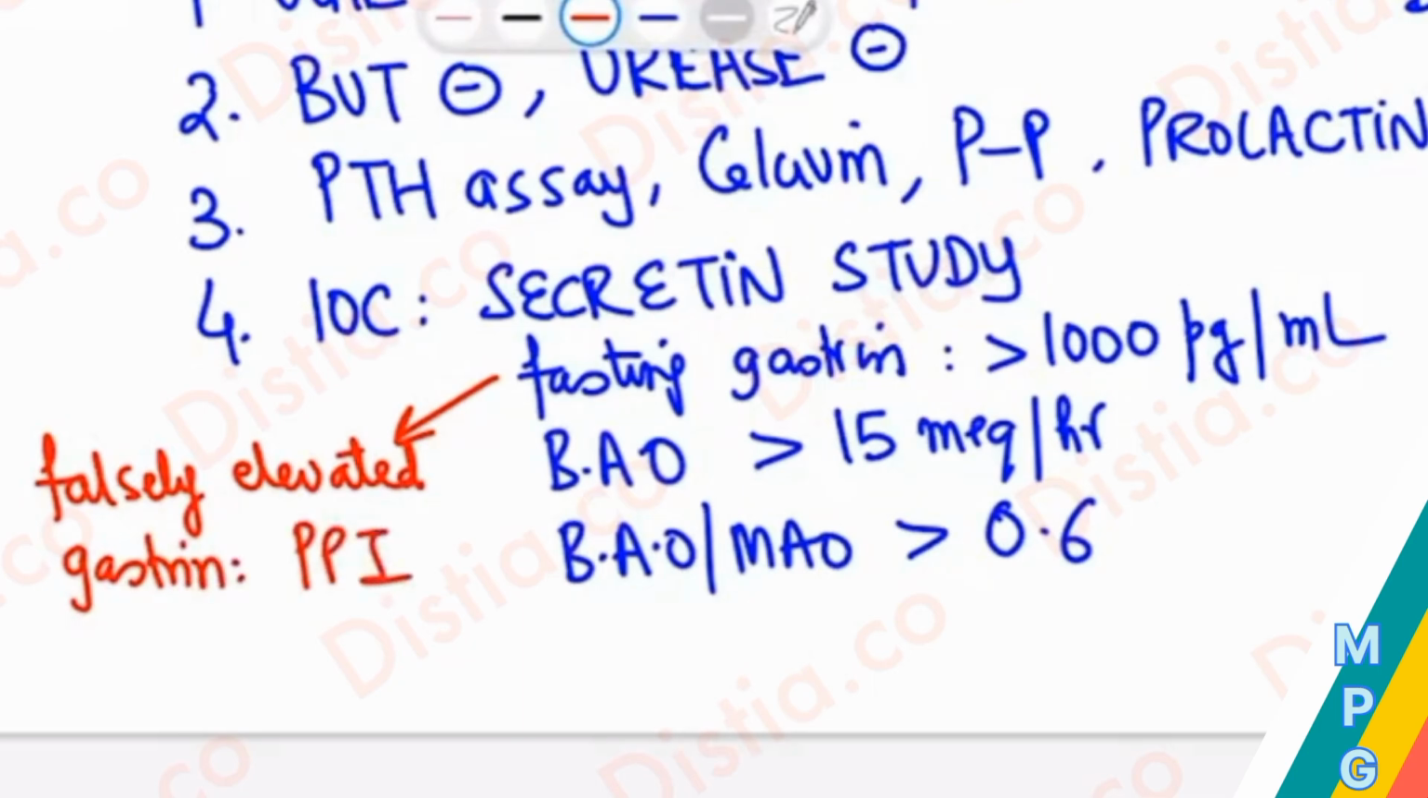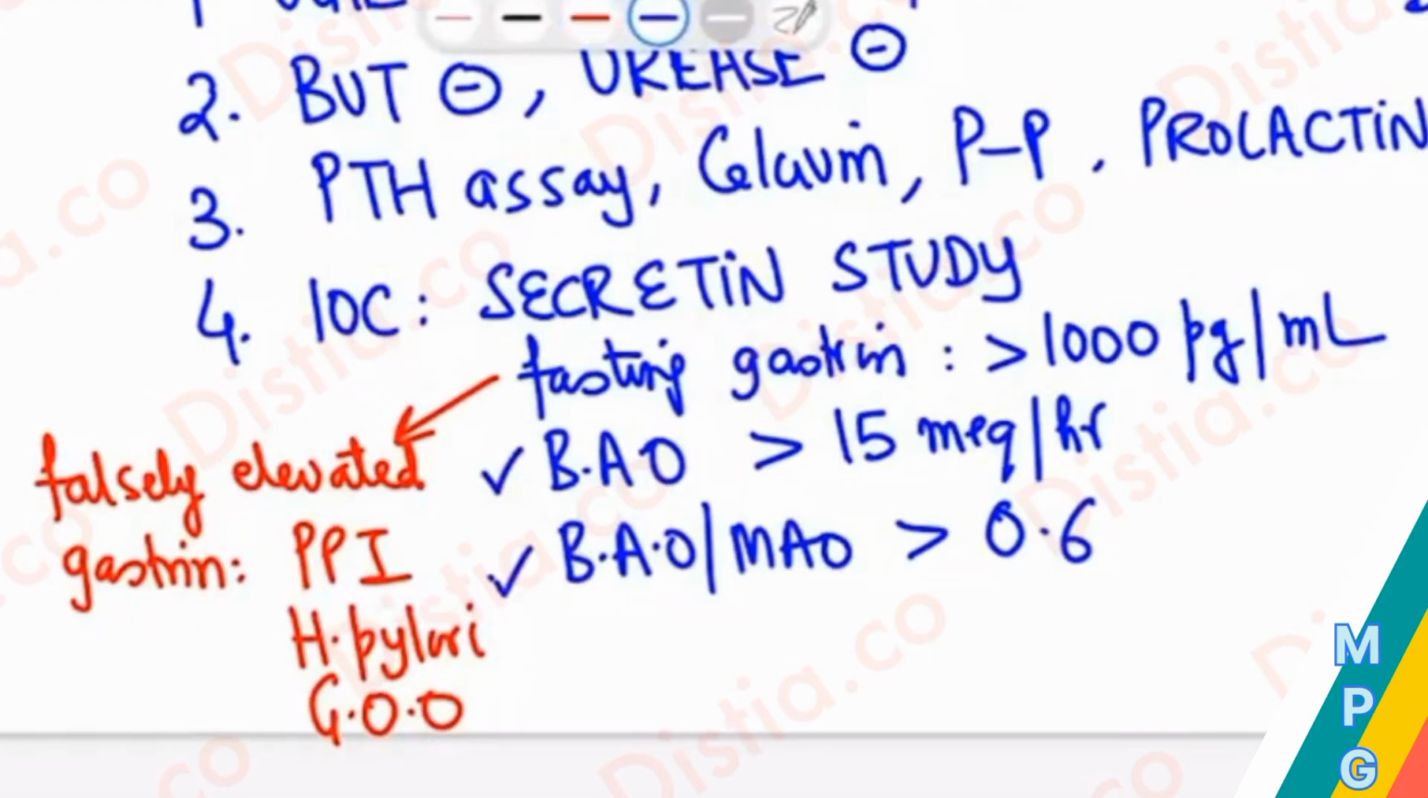One would be PPIs. You see, when you give PPIs on a long-term basis, they're suppressing acid, so by feedback, the values of gastrin can definitely increase. Hypergastrinemia is also a feature with Helicobacter pylori. It can be seen even with gastric outlet obstruction, seen with a gastric ulcer, and even in the gastric ulcer discussion, I have highlighted that though there is achlorhydria, gastrin levels are still elevated. So you should be very sure while evaluating the fasting gastrin levels that there are no false elevations present, and you can obviously supplement the diagnosis with the BAO and the BAO-MAO ratio.